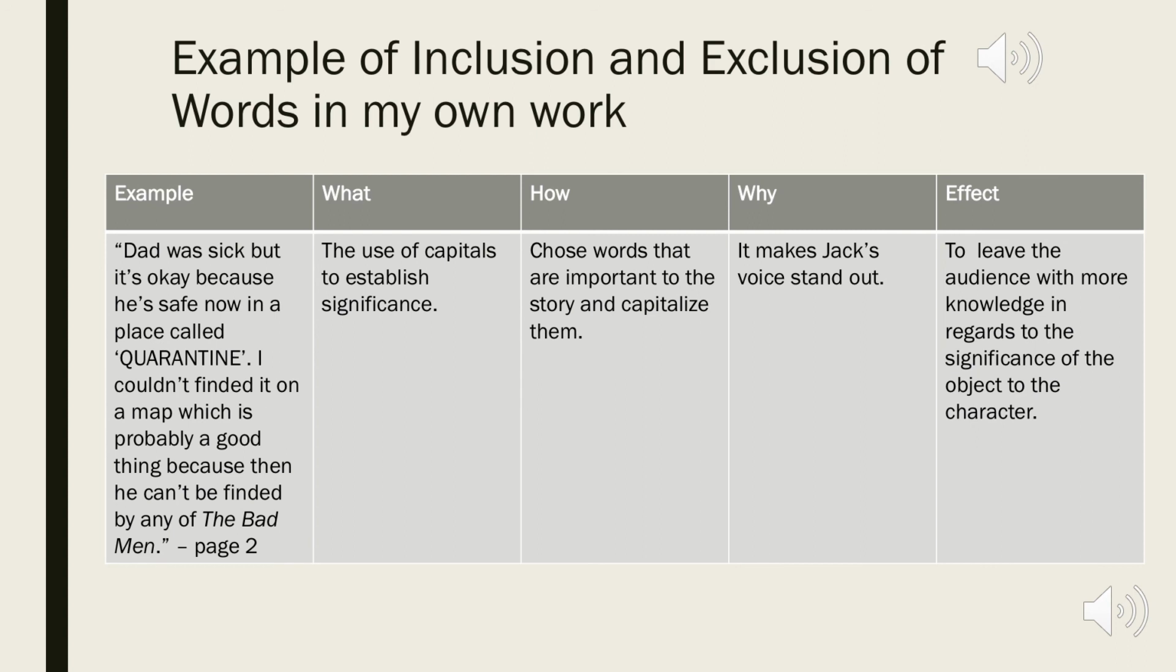In the quote on page 2, Dad was sick, but it's okay because he's safe now in a place called quarantine. I couldn't find it on a map, which is probably a good thing, because then he can't be frightened by any of the bad men. In this, Amir uses what he knows about the world to comprehend what happened to his father.